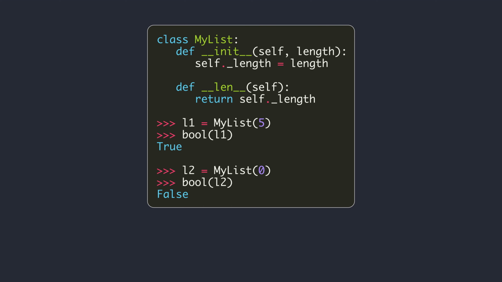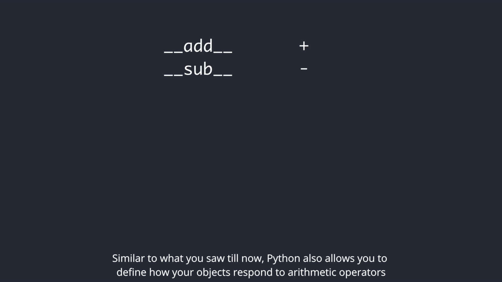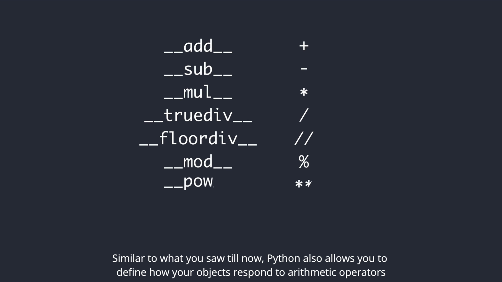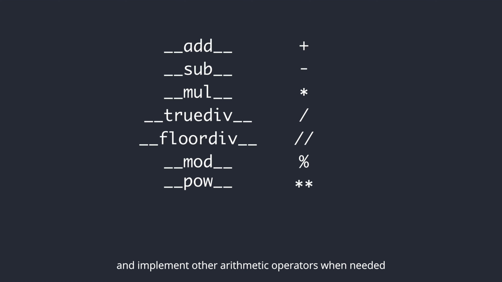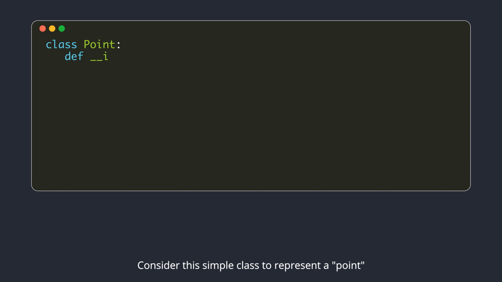library. Similar to what you saw till now, Python also allows you to define how your objects respond to arithmetic operators. I will be just showing __add__ in this video, the rest all follow the same pattern. If you understand one of them, you should be able to read the documentation and implement other arithmetic operators when needed. Consider this simple class to represent a point.